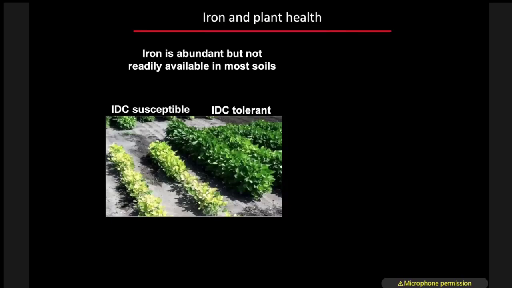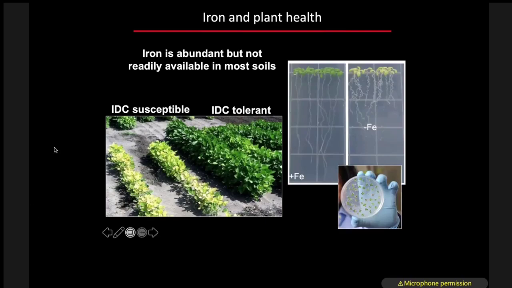And so if a plant can't do that, for example, we have two varieties of soybean: one variety is called iron deficiency chlorosis susceptible, and one variety is iron deficiency chlorosis tolerant. And the susceptible variety is unable to mount the strategy one response, as people have named it, that enables plants to solubilize iron and increase iron uptake.